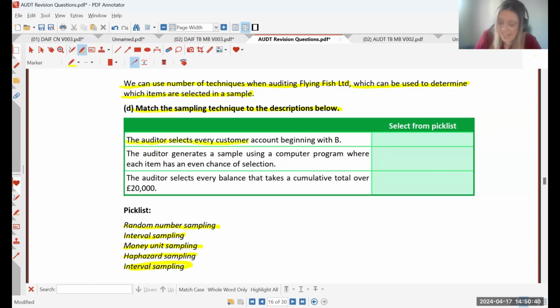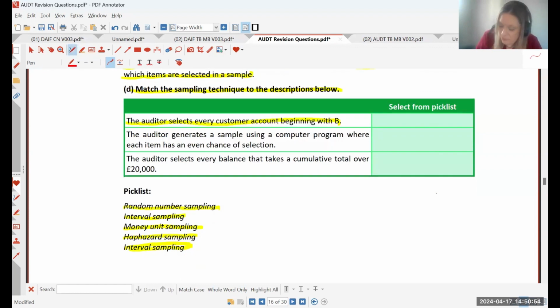So the auditor selects every customer account beginning with B. Well, yeah, every customer account beginning with B is going to be interval sampling. So at intervals of every customer account beginning with B. One people are generally very familiar with. And the next one, the auditor generates a sample using a computer program where each item has an even chance of selection. So we're using a computer program and each item has an even chance of selection.